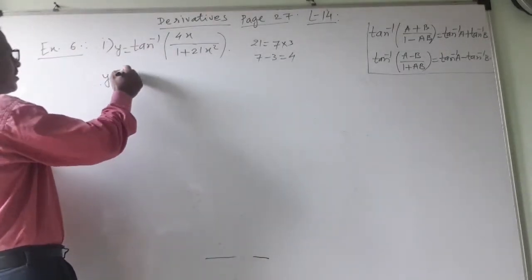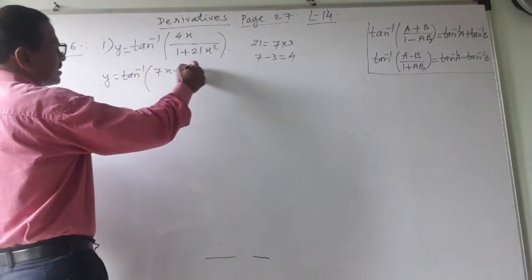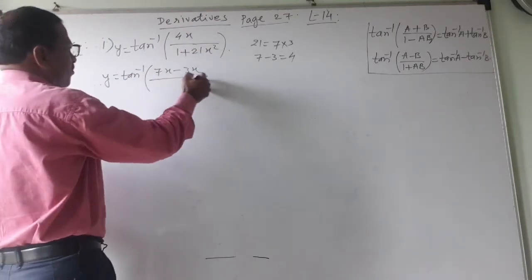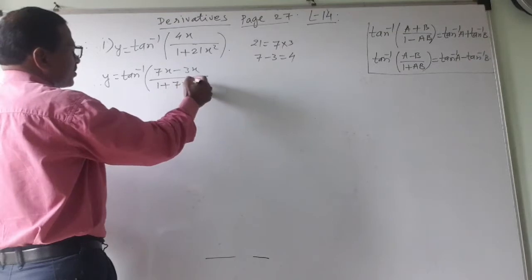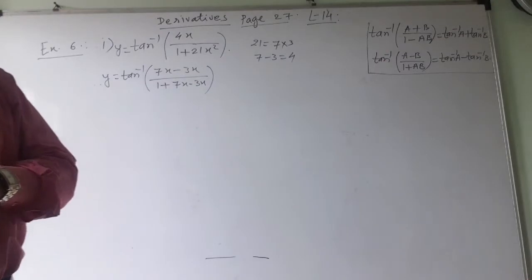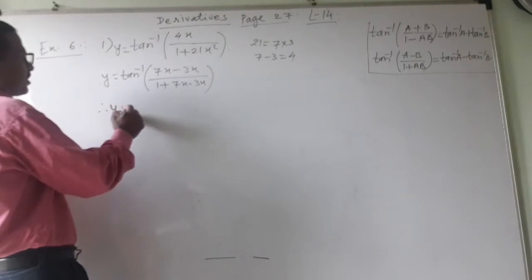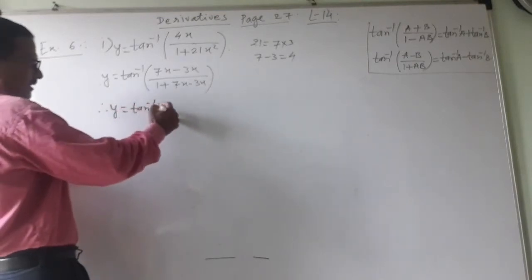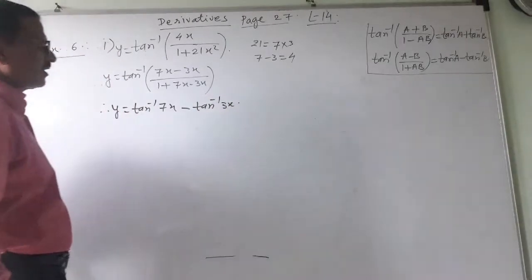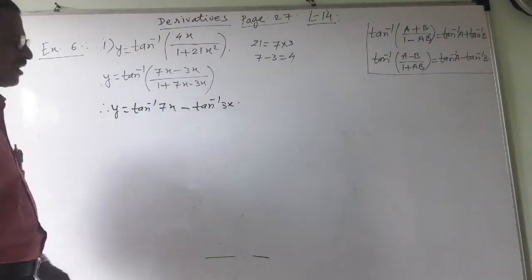So y is equal to tan inverse of the two factors, 7x minus 3x. Here plus, so above it should be minus, and check it, upon 1 plus 7x into 3x. 7 3s are 21, 21x square. So our adjustment is over. Therefore, y is equal to tan inverse of 7x minus tan inverse of 3x. Just make a practice and you will find that all questions in the board are very easy.